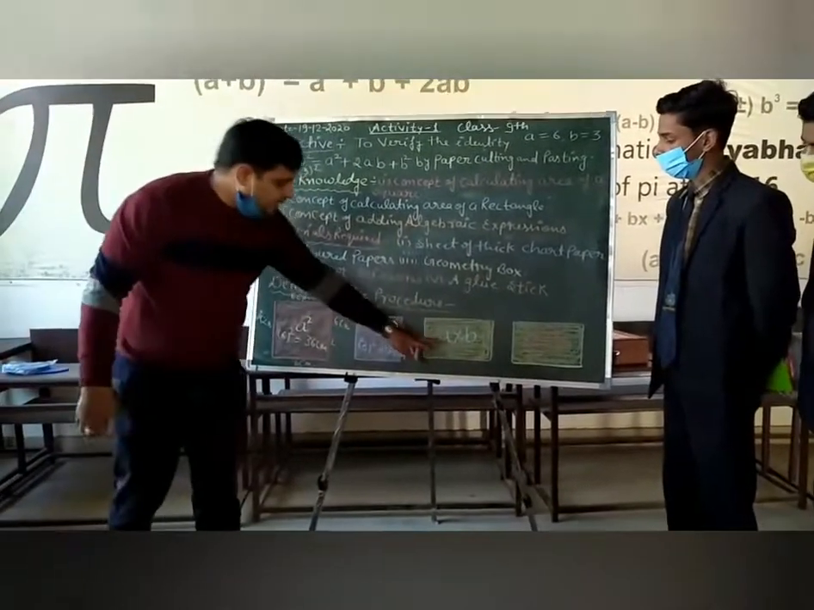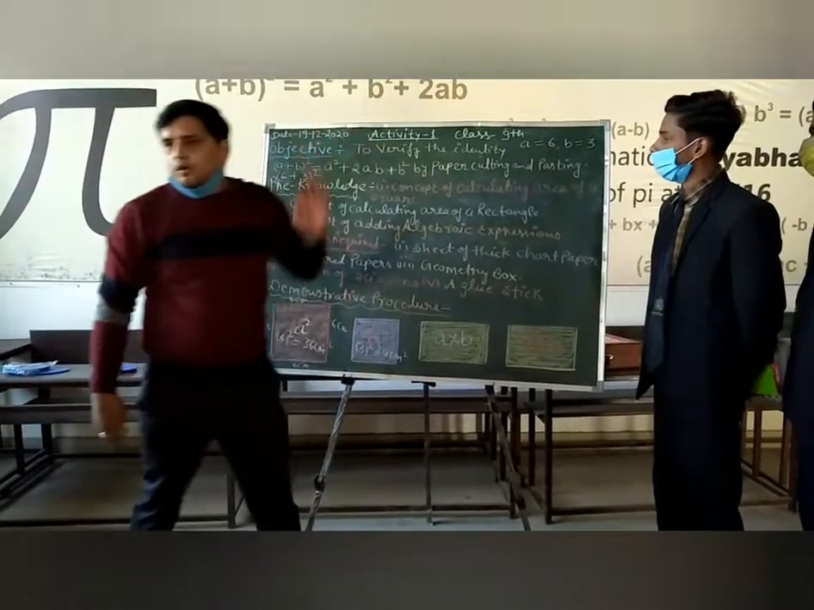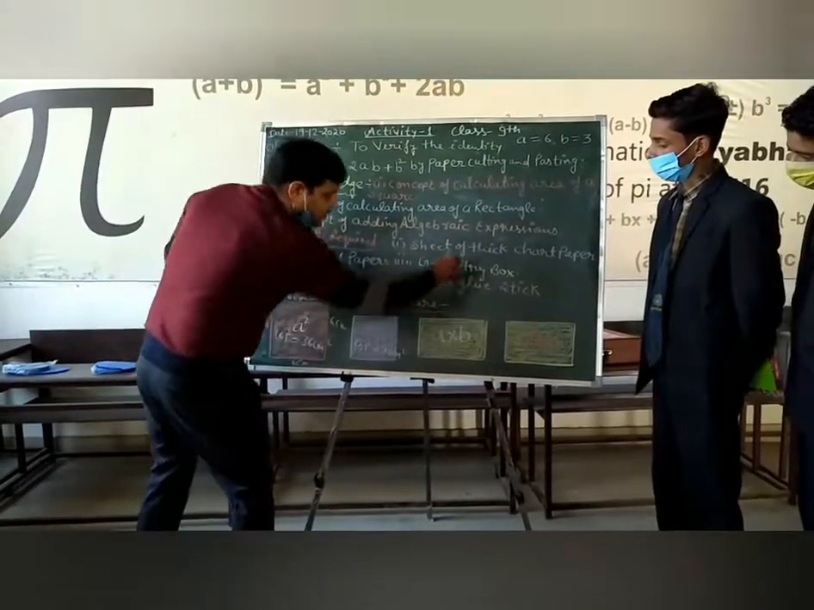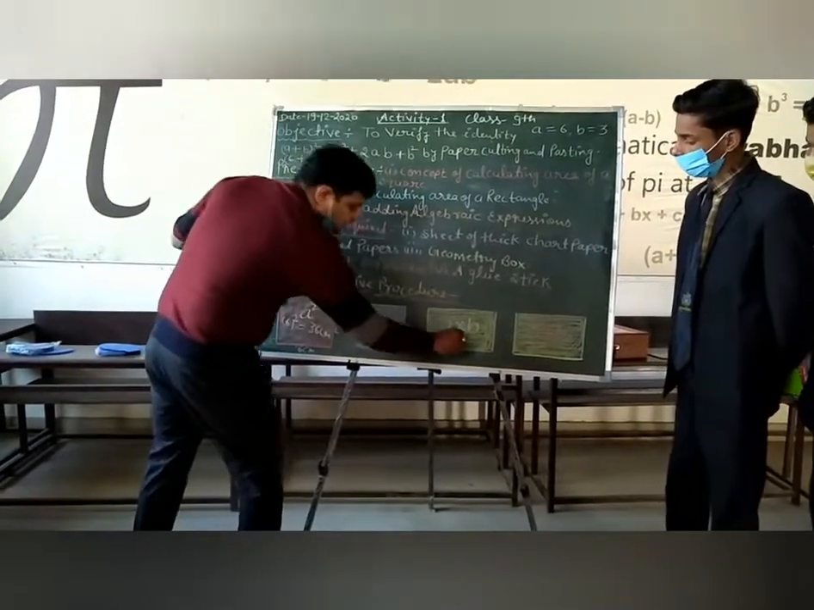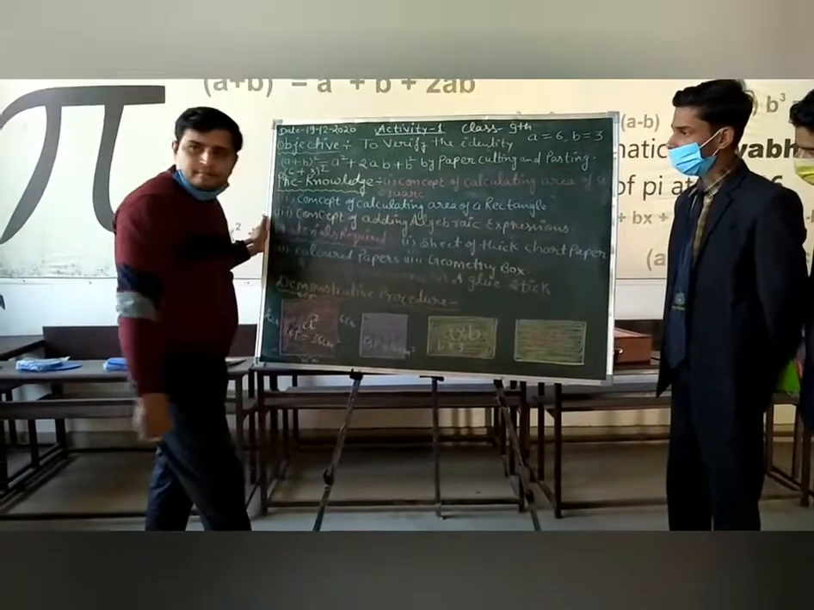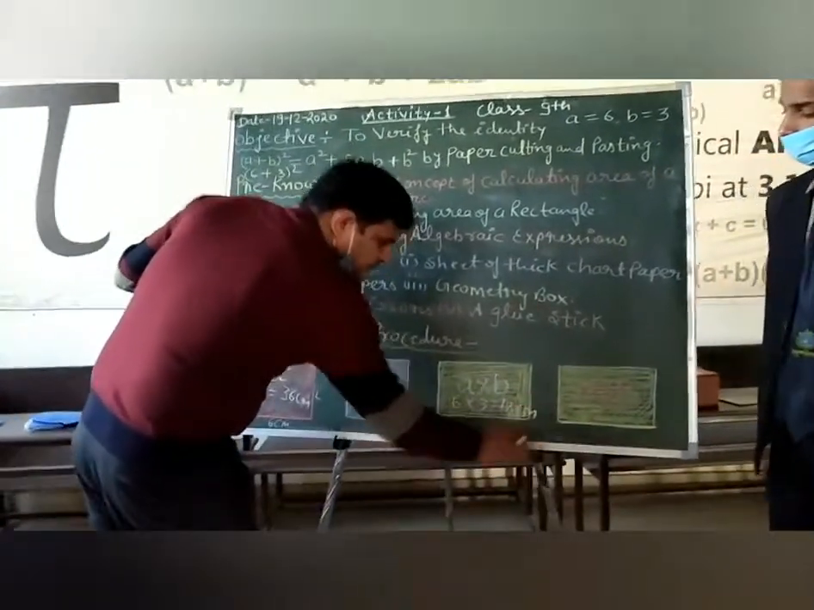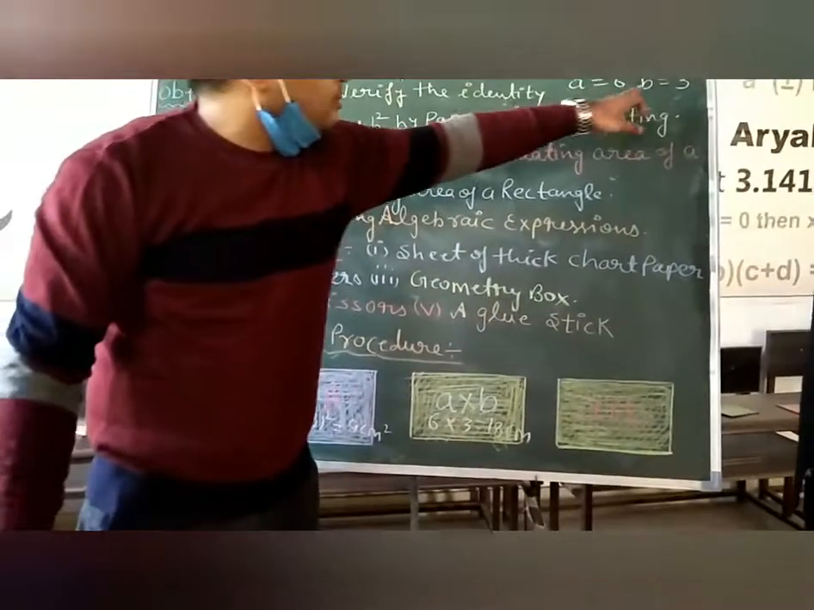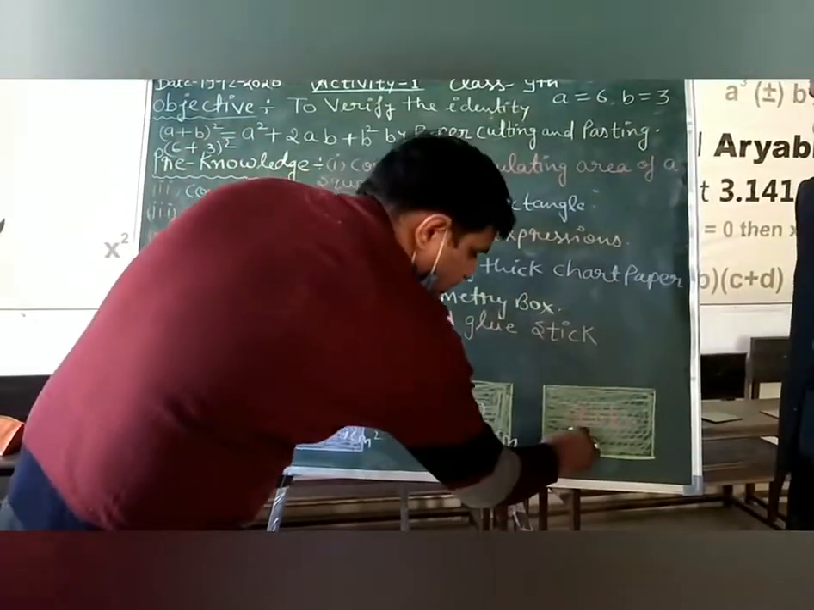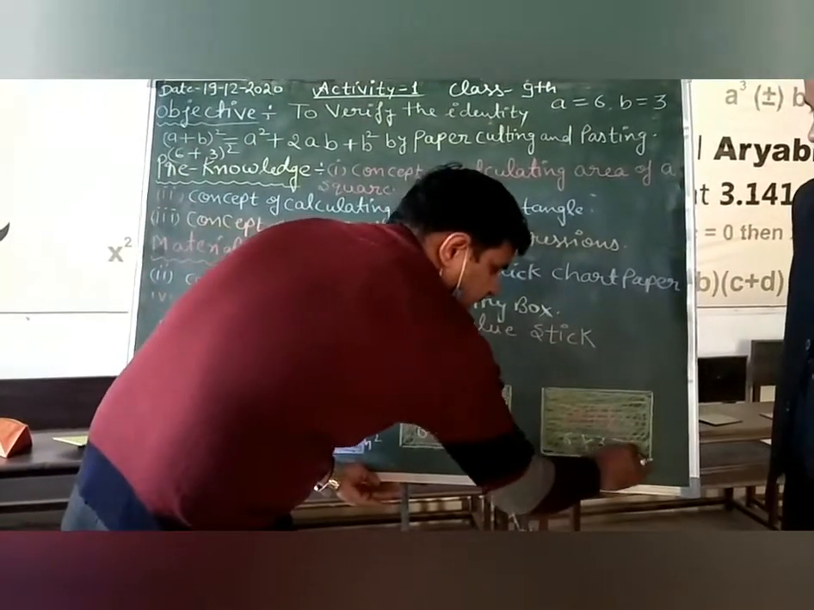After that, as we are taking the value of a as 6 and the value of b as 3, if we put these values, 6 multiply 3 is 18. So it will be 18 centimeter square. Similarly here, a into b. What is your a into b? The value of a is 6 and the value of b is 3, so what we are getting is 18 centimeter square.